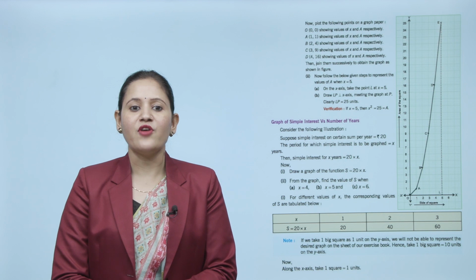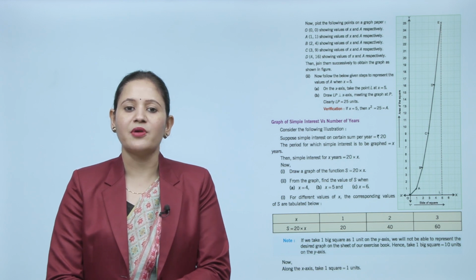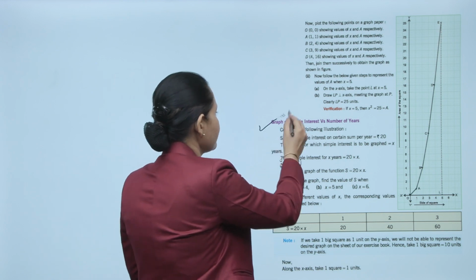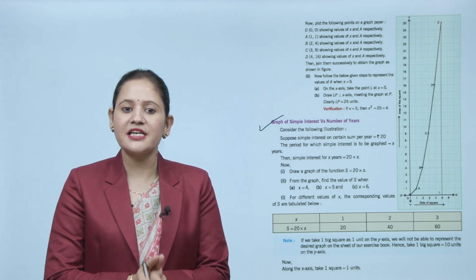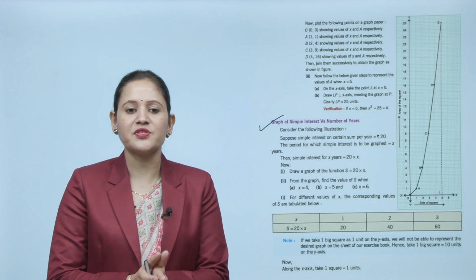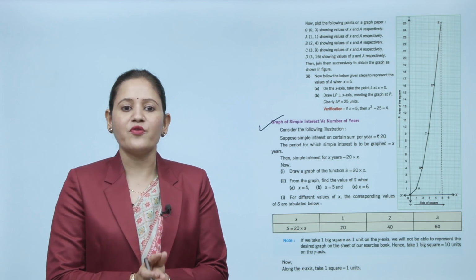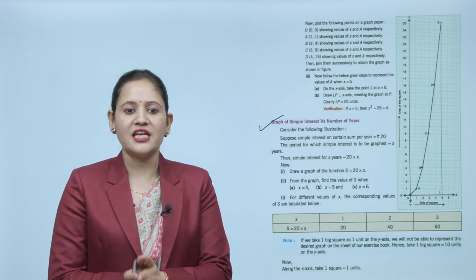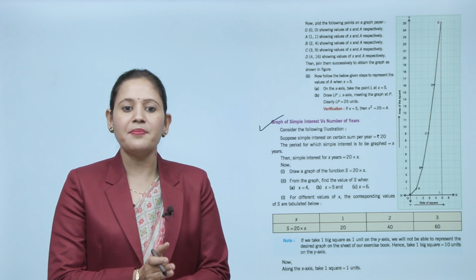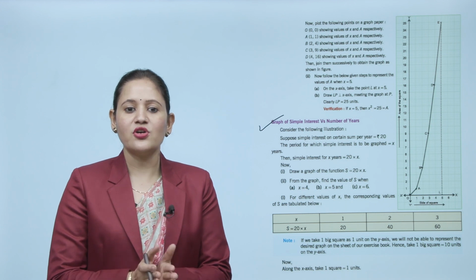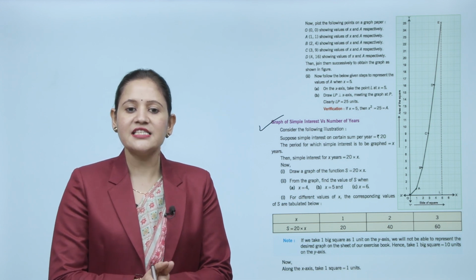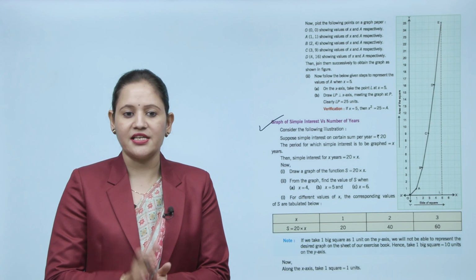Next, the graph of simple interest versus number of years. Consider the following illustration. Suppose simple interest on a certain sum per year equals rupees 20. The period for which simple interest is to be graphed equals x years. Then simple interest for x years will be 20 into x. Now draw a graph for the function s equals 20 into x.